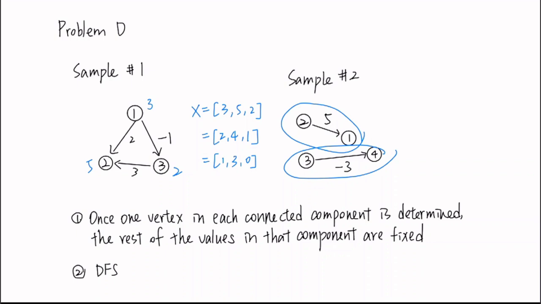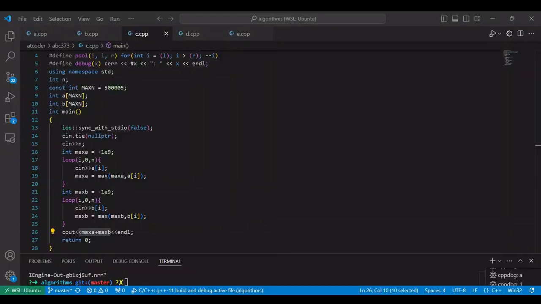So this algorithm would be DFS. We can simply do a DFS on each of the components and find the values after we assign it to one vertex. Let's look at the code for this problem.